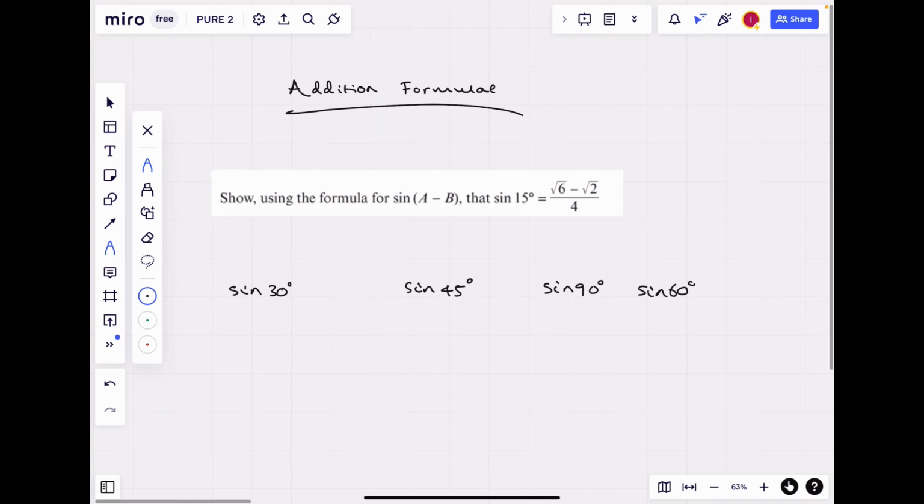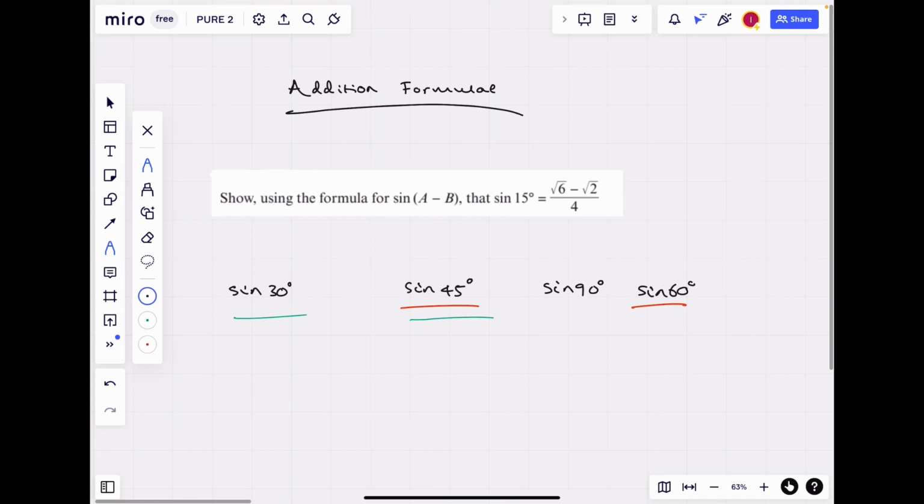So which values can you use to get sine 15, knowing that you're doing A minus B? So which angles, which values can you subtract to get 15? There's two options. You can do 60 minus 45, or you can do 45 minus 30. And by doing so, you don't need a calculator to solve it.